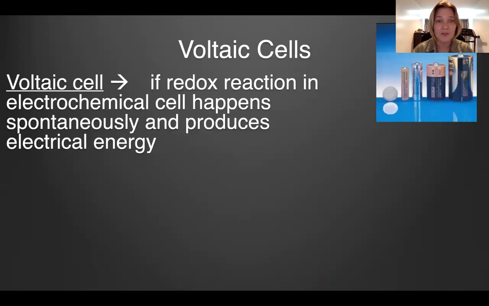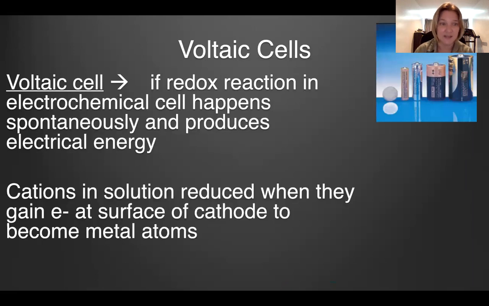Okay. So a voltaic cell: if a redox reaction in an electrochemical cell happens spontaneously and produces electrical energy, it is considered a voltaic cell. The cations in solution are reduced when they gain electrons at the surface of the cathode, because remember the cathode is where reduction happens. They both start with a consonant. They become metal atoms.